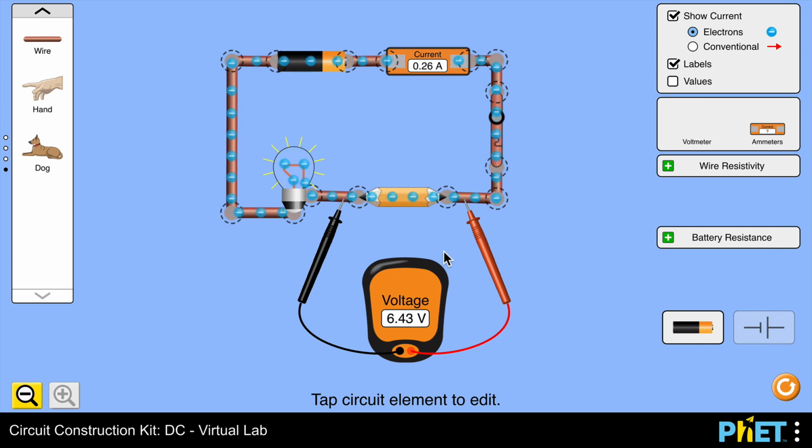So why not try out this PhET simulation yourself? Try some of these other materials. You can see that we can actually place a hand into the circuit. A dog, I'm not going to try that myself.